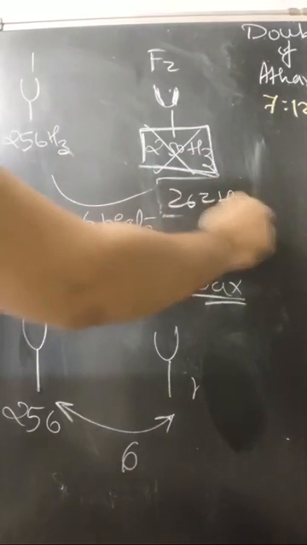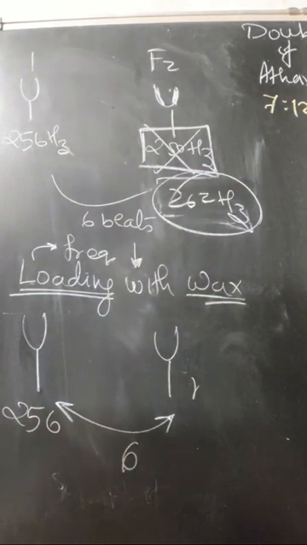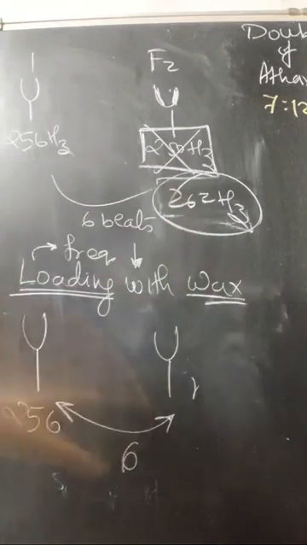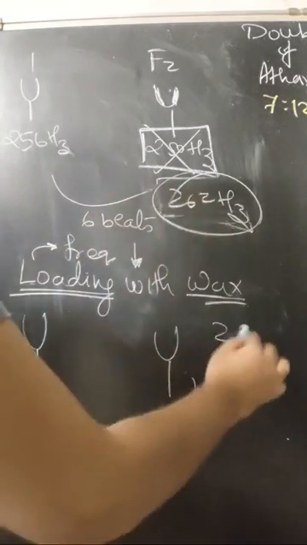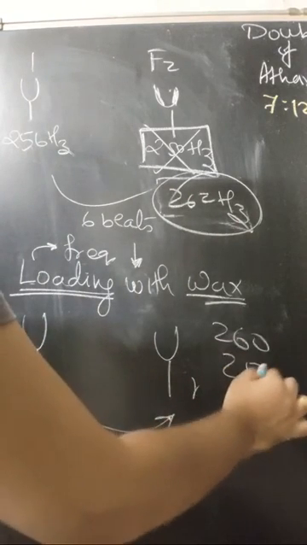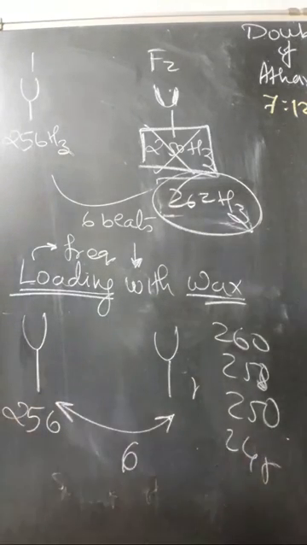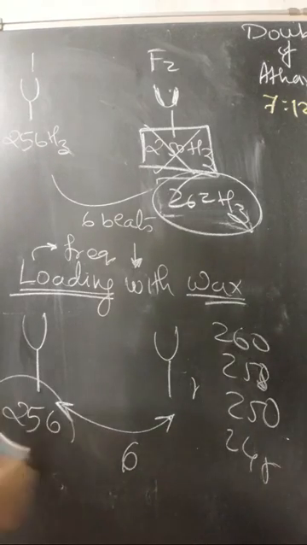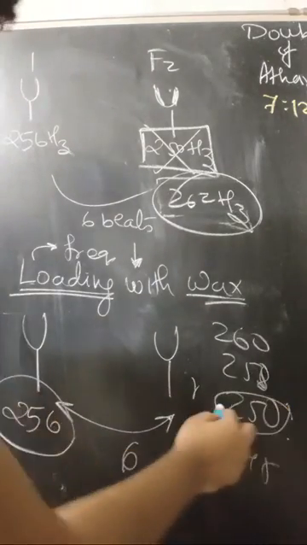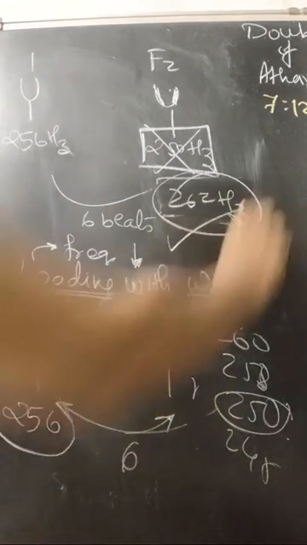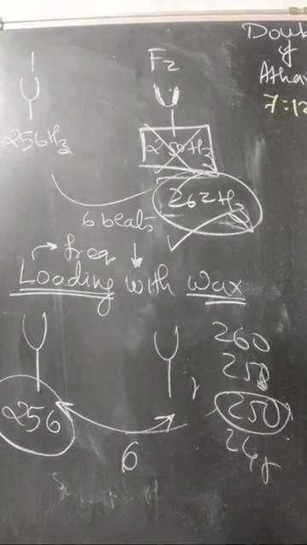262 Hertz. If you perform loading on 262 Hertz, then the value will decrease. So from 262, it can become 260, it can become 258, it can become 250, it can become 245, any value it can attain. And now tell me, 256 and 250 will give us 6. So the correct answer is 262 Hertz.